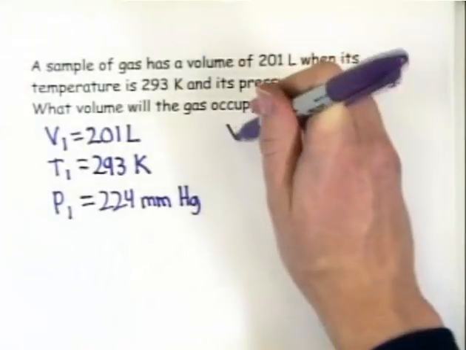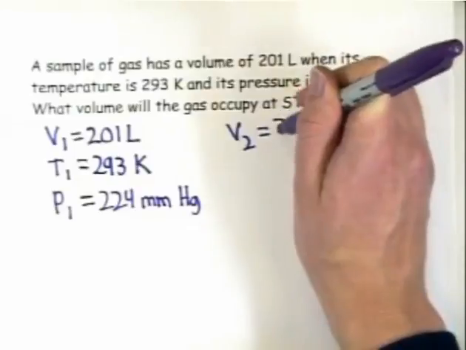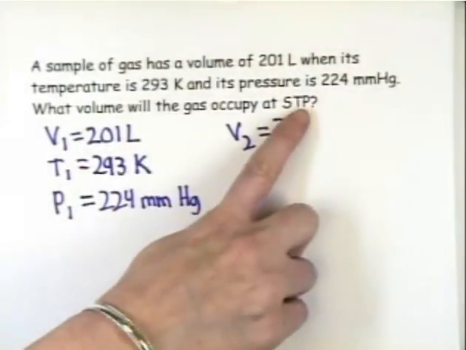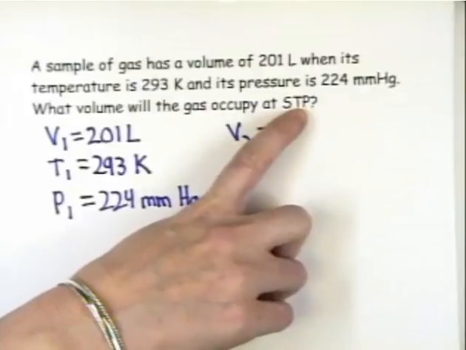I know that I'm asked to find V2, but I'm a little confused about T2 and P2. Okay, look at the last part of the question. The question is, what volume will the gas occupy at STP? What is meant by STP?